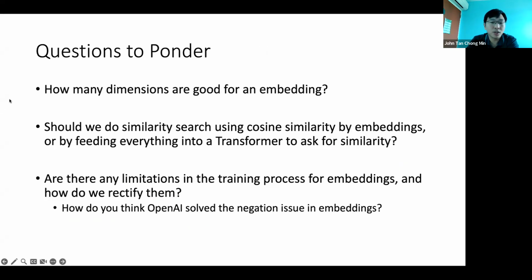So let's just go straight to the questions to ponder. Now we return to the questions that we had just now, like how many dimensions should an embedding have? So in text-ada-002, that's about 1,500 plus dimensions.